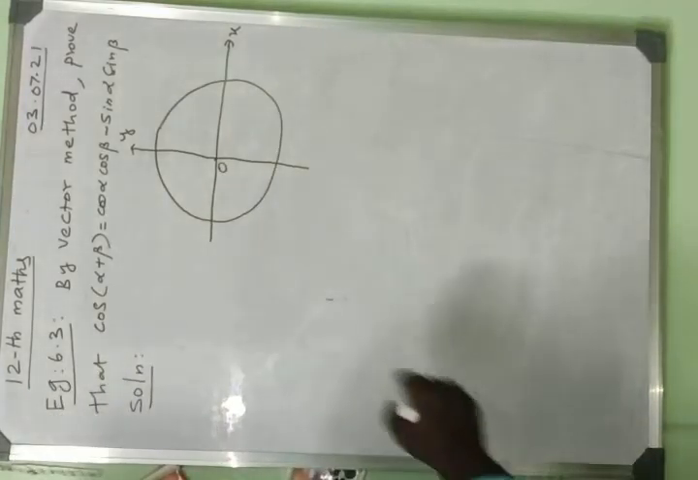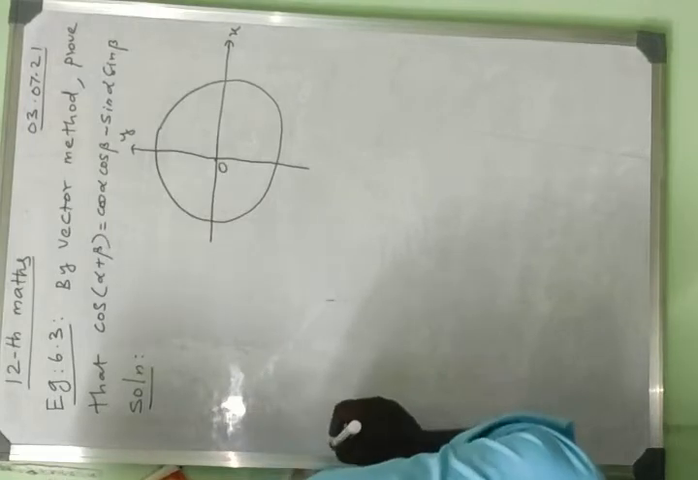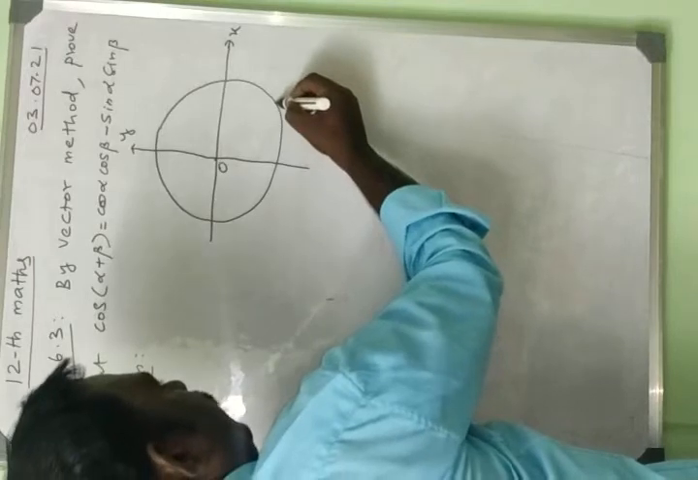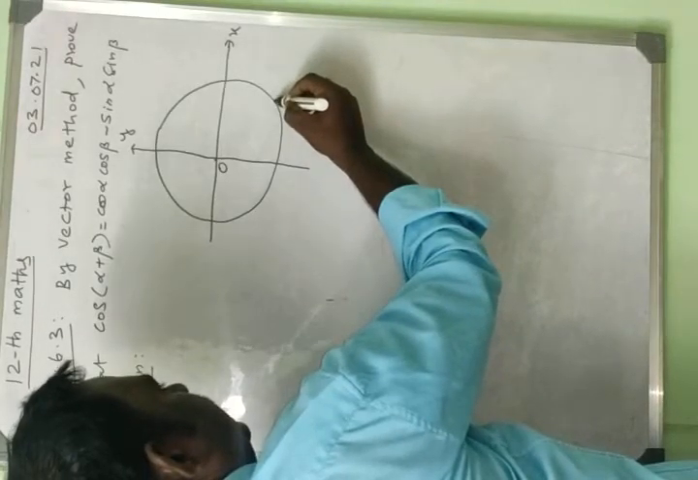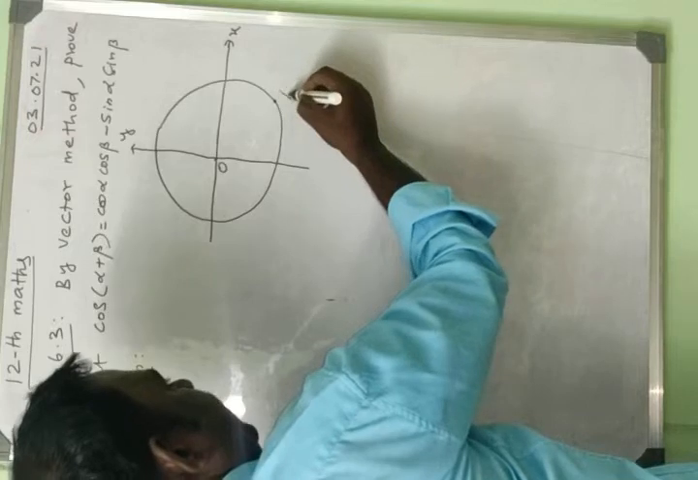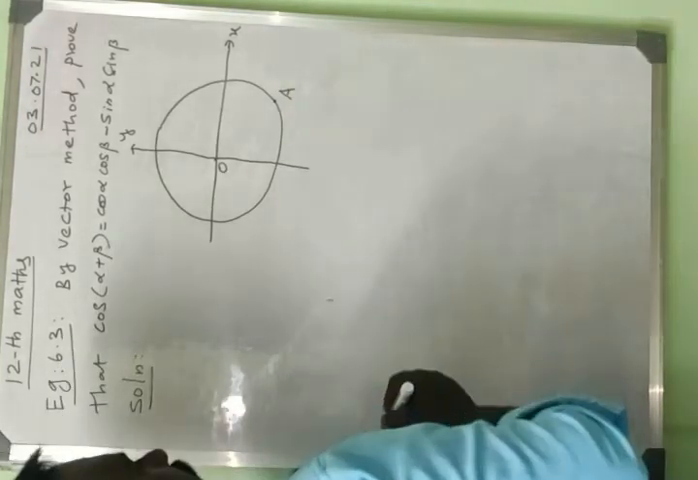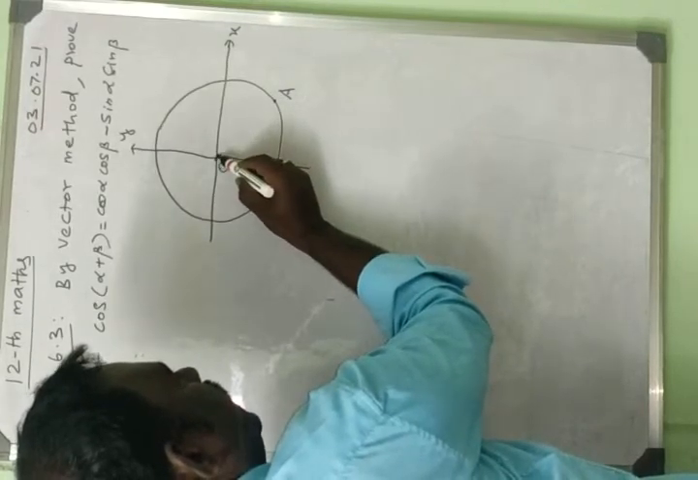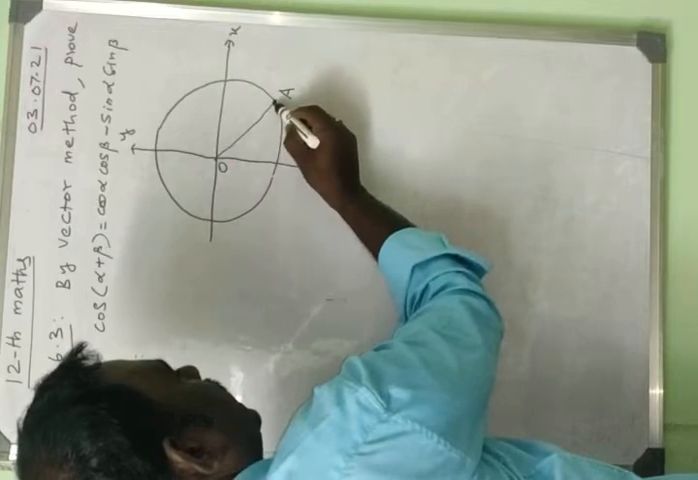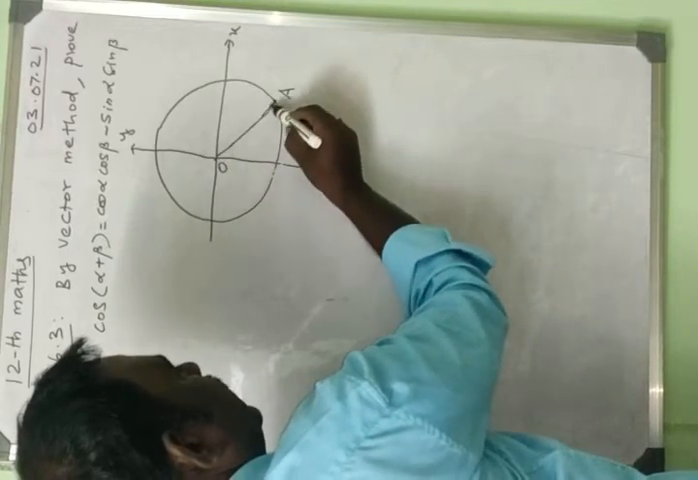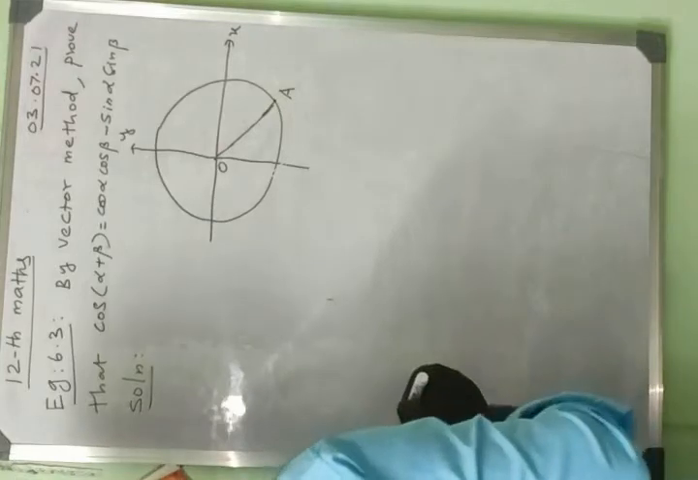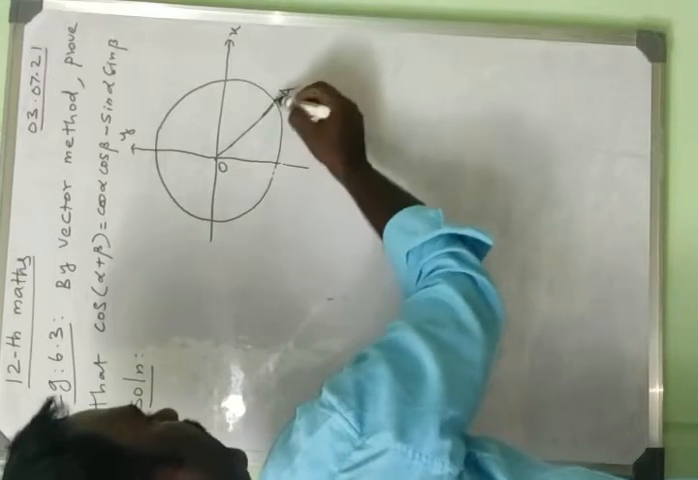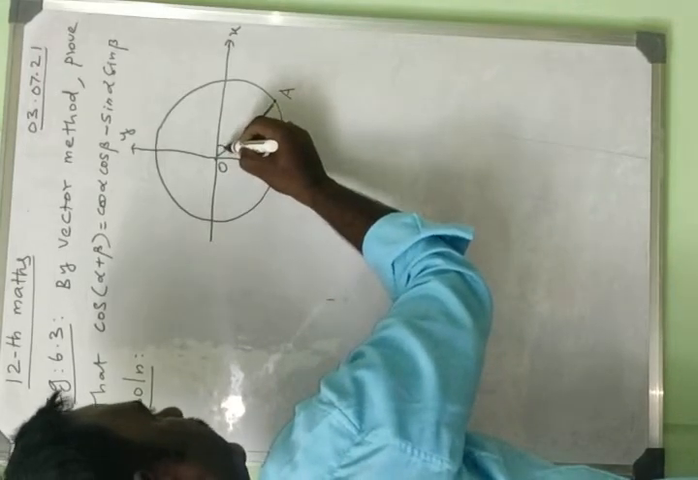Here we want cos(alpha plus beta). Here we mark one point on the circle. This we put as A. Next, from O to A join one line segment, a correct straight line. So here the arc is XOA. We mark the angle here as alpha.